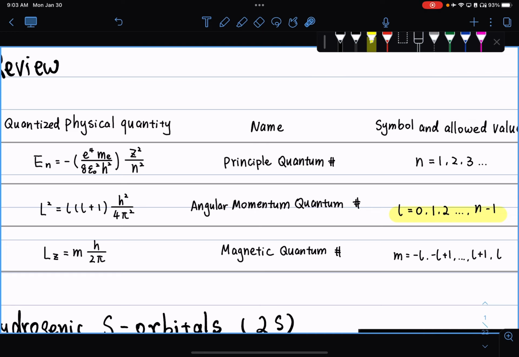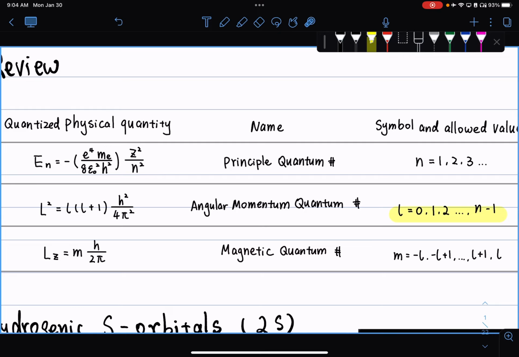We also have the angular momentum quantum number, and note the selection rule here: the maximum value can only be n minus 1. This is why we have 3p orbital, 1s orbital, 5d orbital, etc. We also have our magnetic quantum number. Again, we have the selection rule here: it can only take values from negative L all the way to positive L.